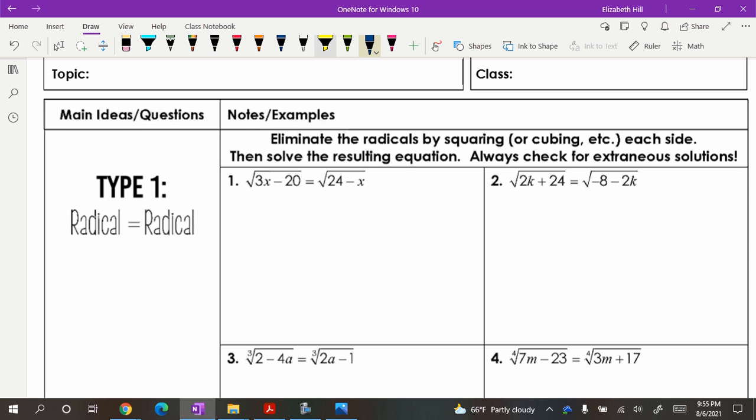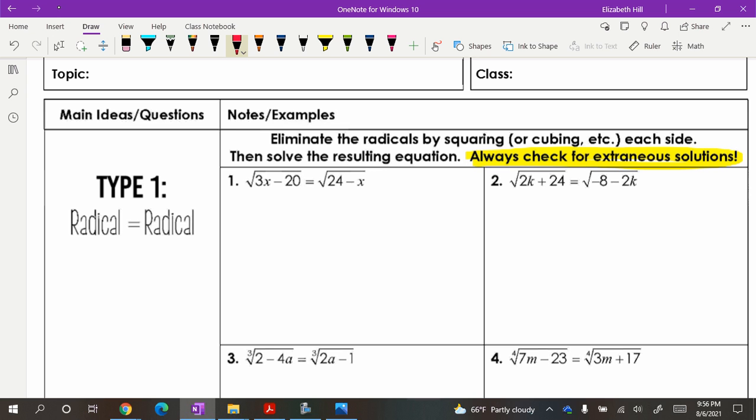The big thing here, though, is you do have to be careful because there are extraneous solutions. Remember back when we talked about absolute value equations, some of our solutions did not work when we plugged them back in, and that is going to happen in this situation as well. So I have the square root of 3x minus 20 on one side and the square root of 24 minus x on the other.